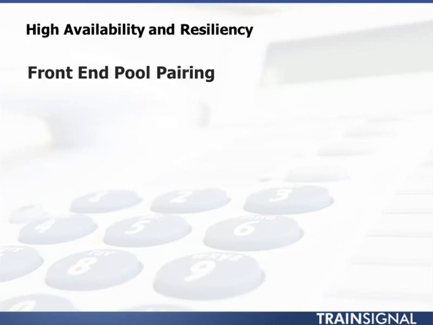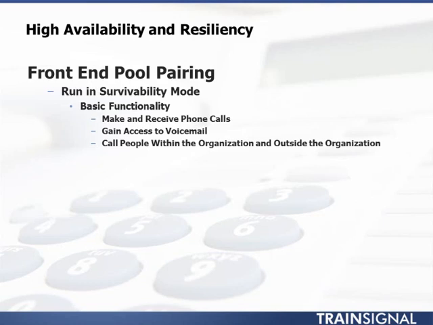So if a client tried to register up against its pool, where the client was homed, if that pool was not available, your client could try to register up against the backup registrar pool. If your client is able to register up against the backup registrar pool, they would run in survivability mode. The client would have a lot of the basic functionality for enterprise voice. They can make and receive phone calls, they can gain access to their voicemail, they can call people within the organization or people outside the organization.